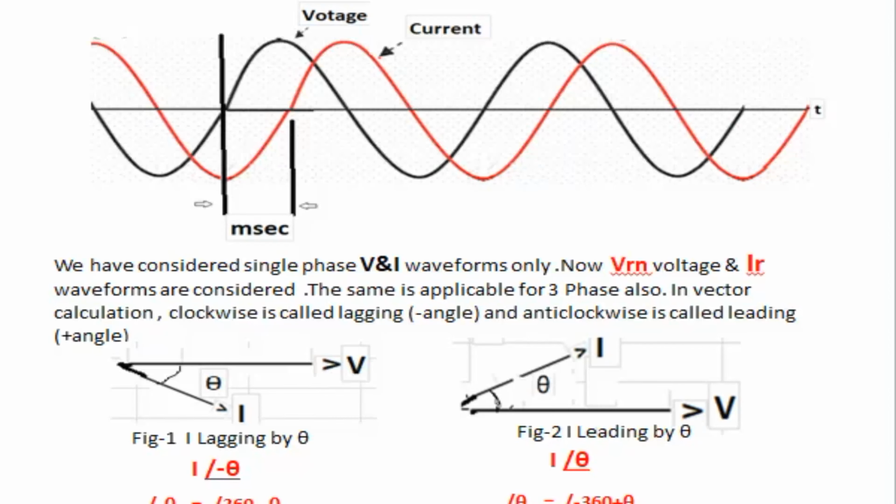Minus angle theta is equal to 360 minus theta angle, and angle theta is equal to minus 360 plus theta. The first case is lagging, the second case is leading. A lagging angle can be represented as a leading angle, and a leading angle can be represented as a lagging angle.